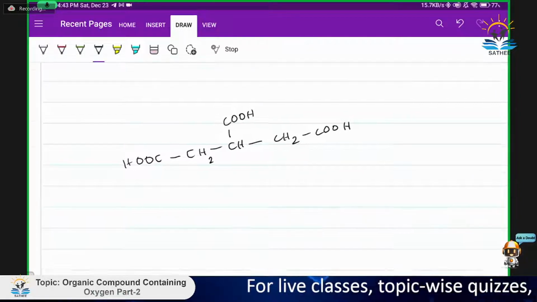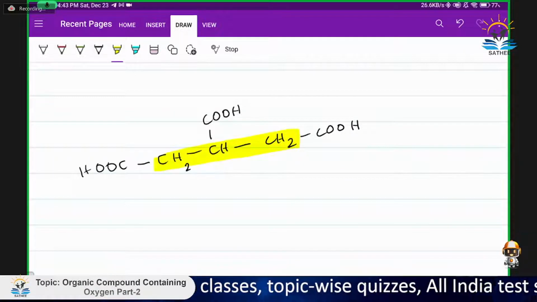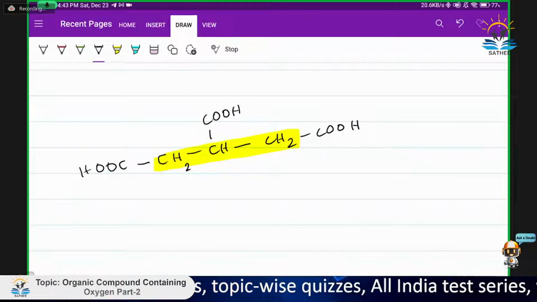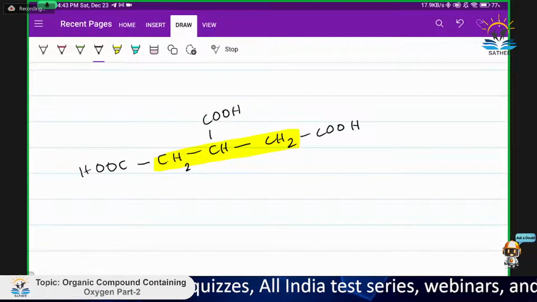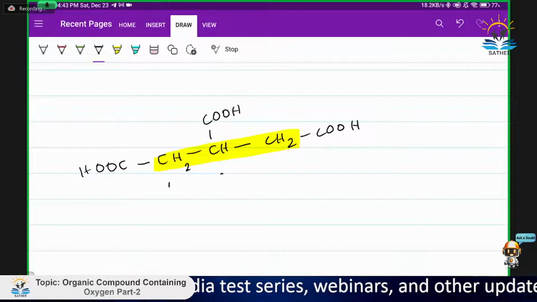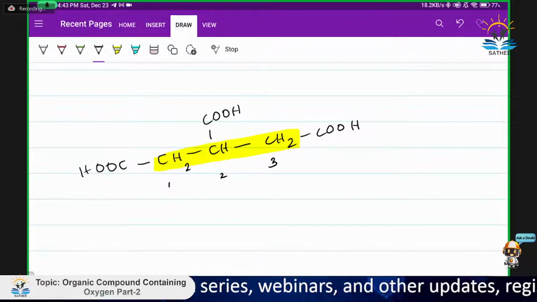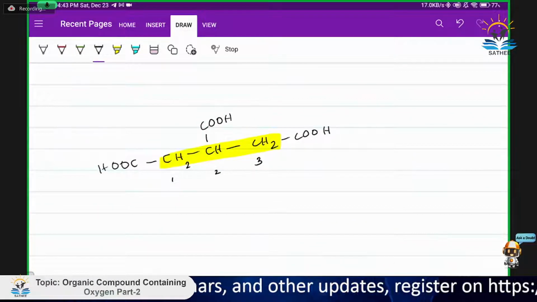So now we have seen in this compound there is more than one COOH group. So what we do? We number the parent carbon chain. How? Excluding the COOH group. So here we can either start numbering from right to left or left to right, because it's a symmetrical compound here. So we number it like that, and then how do we write the name?